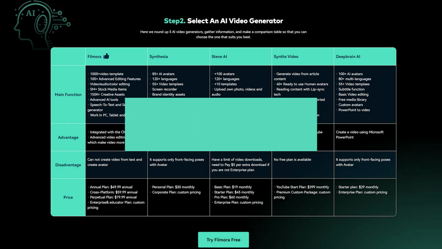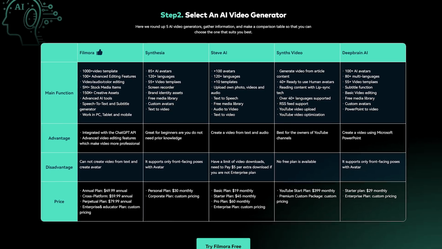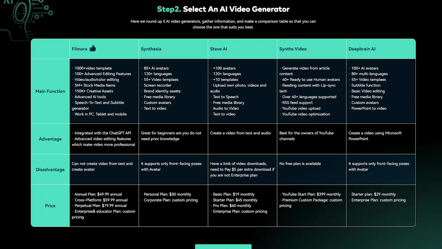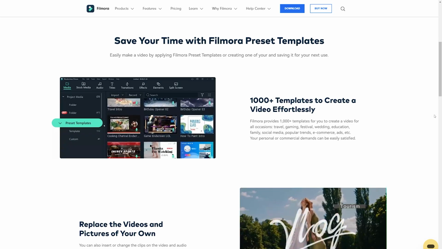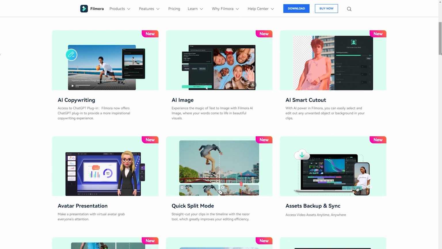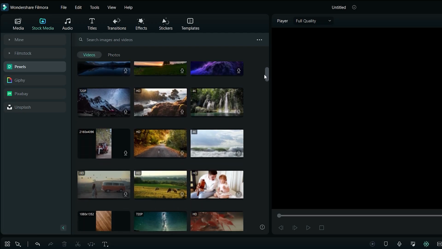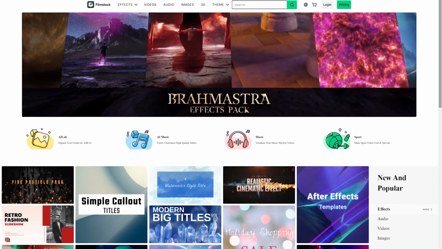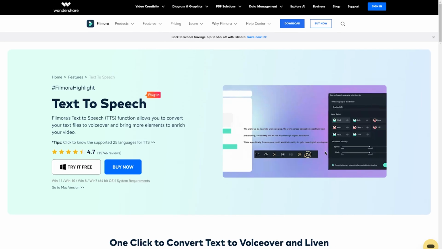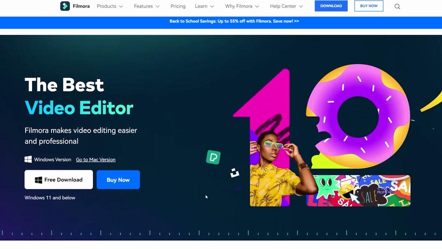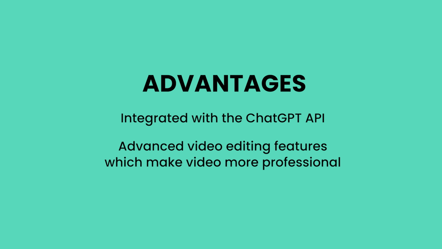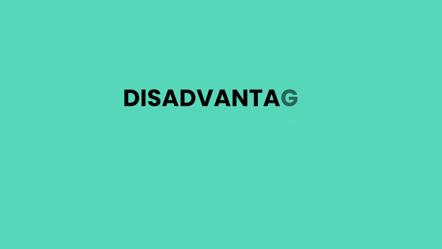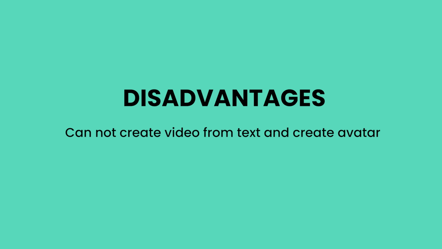Step 2. Top 5 AI video generators. Here we round up 5 AI video generators, gather information, and make a comparison table so that you can choose the one that suits you best. 1. Filmora. Main function: 1000 video templates, 100 advanced editing features, video color editing, 5 stock media items, 150K creative assets, advanced AI tools, speech-to-text and subtitle generator, works on PC, tablet, and mobile. Advantages: integrated with ChatGPT, advanced video editing features which make video more professional. Disadvantages: cannot create video from text and create avatar.